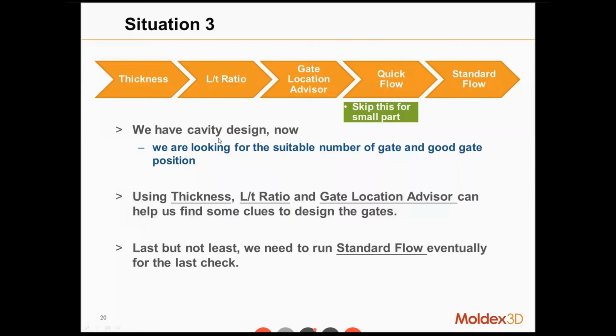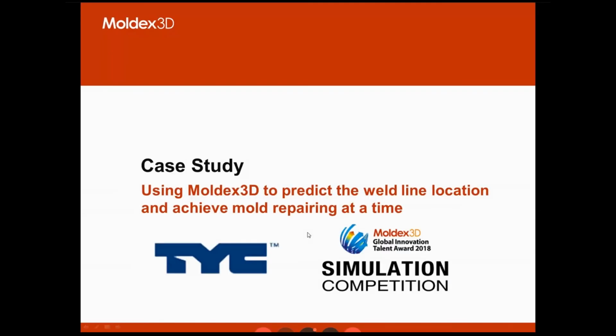Okay. For situation three, we only have the cavity design. So now we are looking for the suitable gate number and the suitable gate position. In this situation, we will suggest combining these three tools: thickness, filling availability ratio, and gate location advisor, to help us find more clues to design the gate. But still, we will always suggest using the standard flow eventually for the last check.